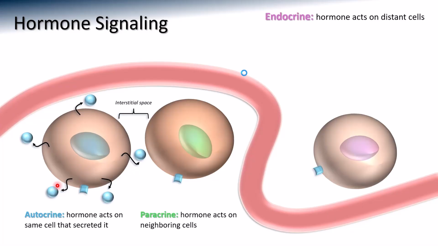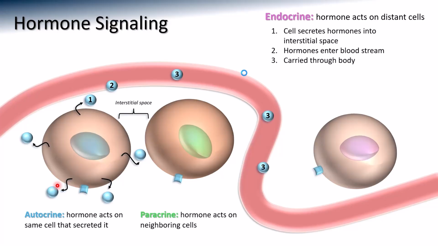And then the third option is endocrine signaling, which, hey, that's the title of our lecture. This is when one of these hormones acts on a distant cell. So we still have our first step be that hormone getting secreted out into the interstitial space, but it's going to get picked up by the bloodstream and go into the blood vessels. And those are going to carry that hormone throughout the body until eventually it finds the cells with an appropriate receptor for it to bind to.